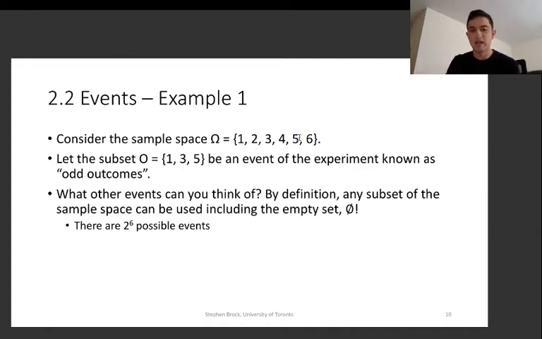Like you're curious, how often is 5 rolled? Or how many rolls is it going to take before I get a 5? Or out of how many rolls, how many 5s, like what the probability of a 5 is going to be. So there are many different events that you can create, and for those of you curious, there are actually 2 to the 6 possible events, because you can include or not include each of the elements of the sample space in your subset.